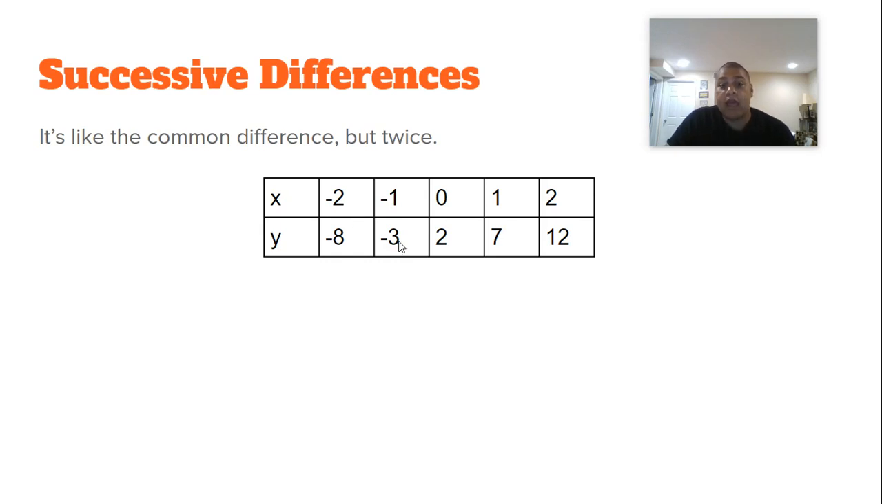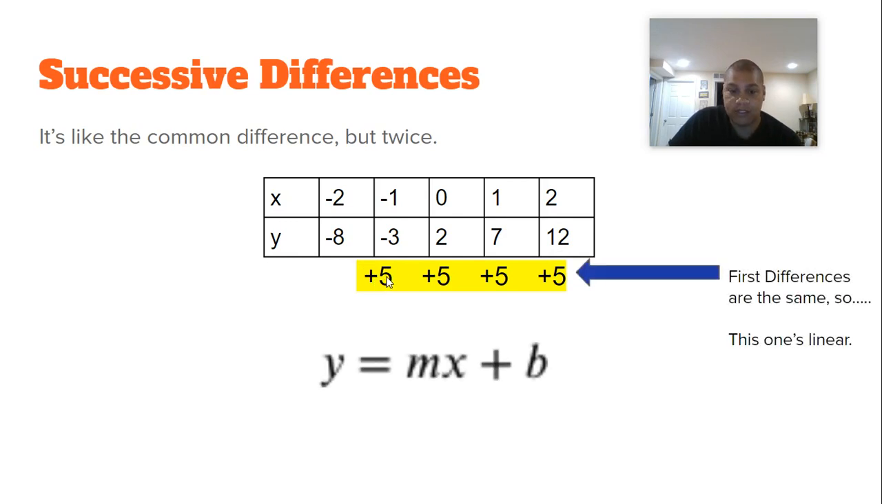I'd add 5. And from -3 to 2, how would I get there? Add 5 again, and add 5 again to get to 7, and add 5 again to get to 12. Okay, so in other words, we've found a common difference, right? This is what we are going to call our first differences, right? In terms of successive differences, if we see that the first differences, the differences between each of the y values, are all the same, then we know that this whole function from the get-go is linear.